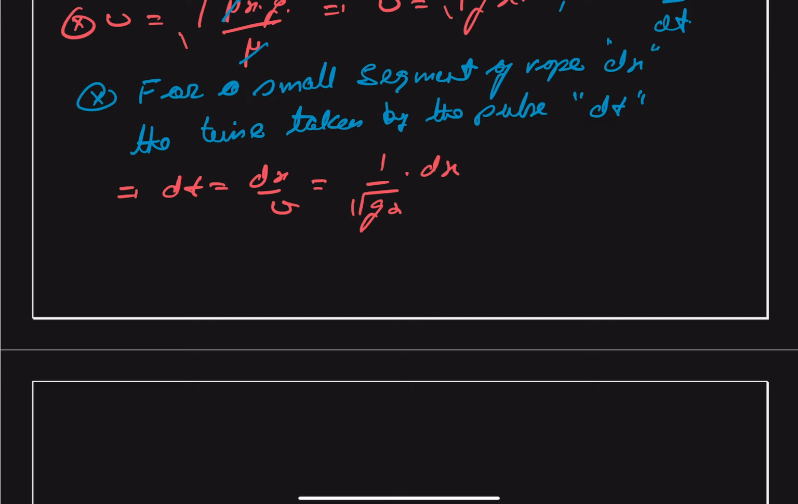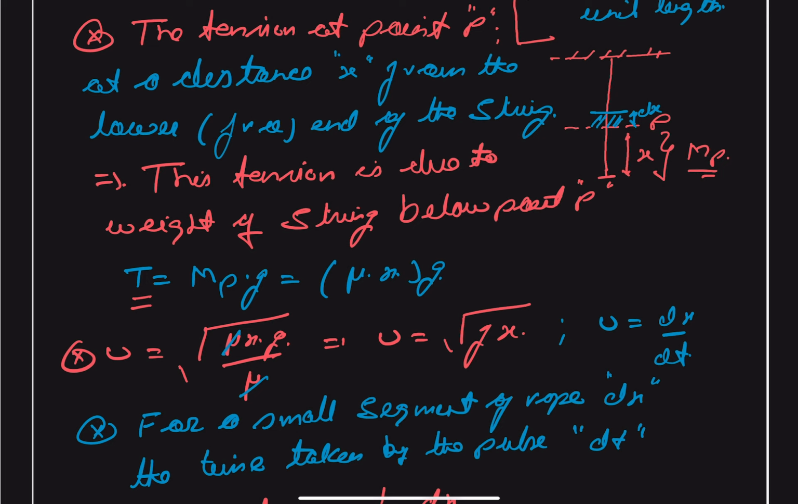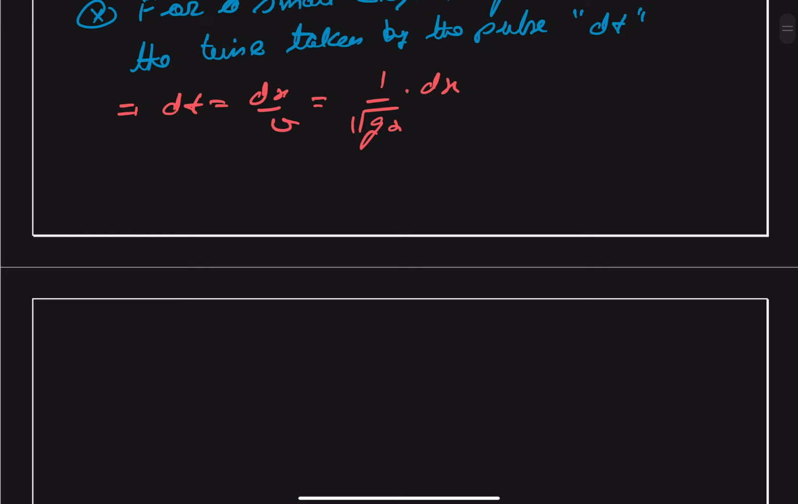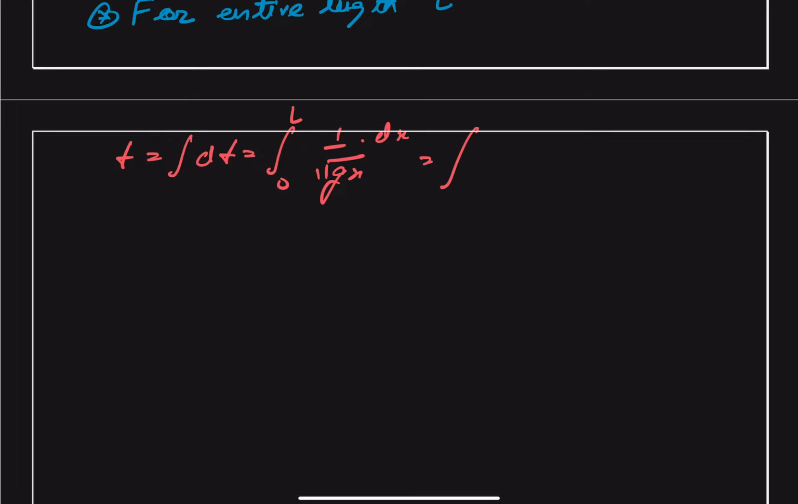So we have to find out the time taken by the pulse for the entire length, and this entire length is given as L. So L is the length of this entire string. So integrate it from 0 up till L. Then we are going to get the time. So for entire length L, T is equal to integration of dt, which is integration from 0 to L of 1 upon square root of gx multiplied by dx, and length is given as 20, so we write 0 to 20, and this is a simple integration.